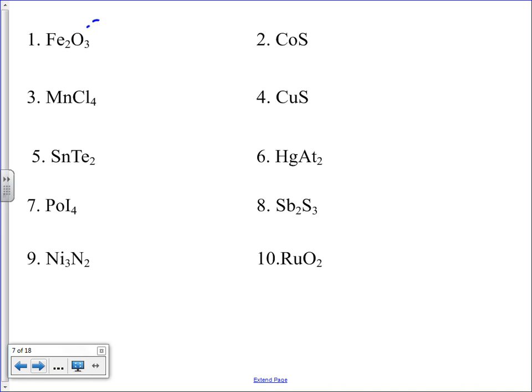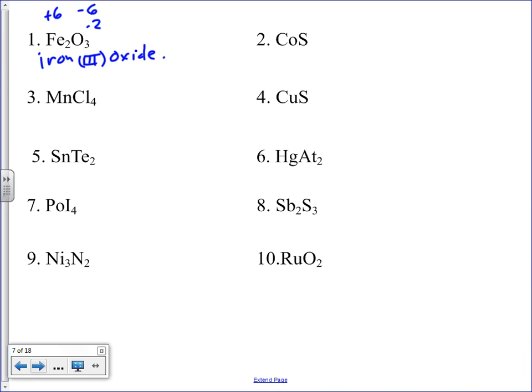In this compound, since oxygen's always -2, 3 times -2 is -6. If this compound's going to have a net charge of 0, I need to have +6 from my irons. What times 2 will give me +6? 3. All right, so this is iron (III) oxide.